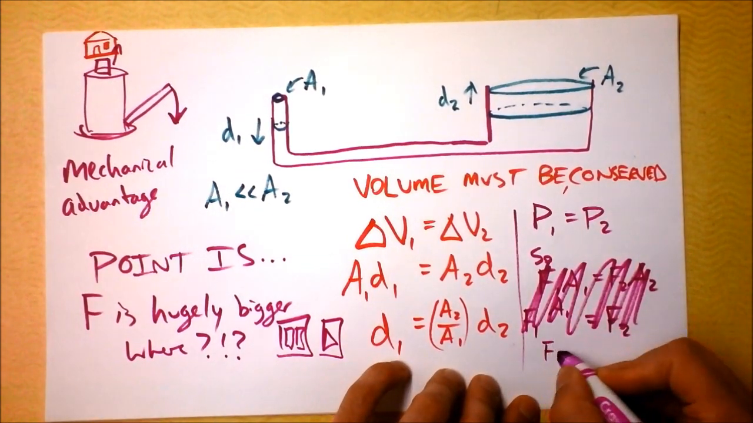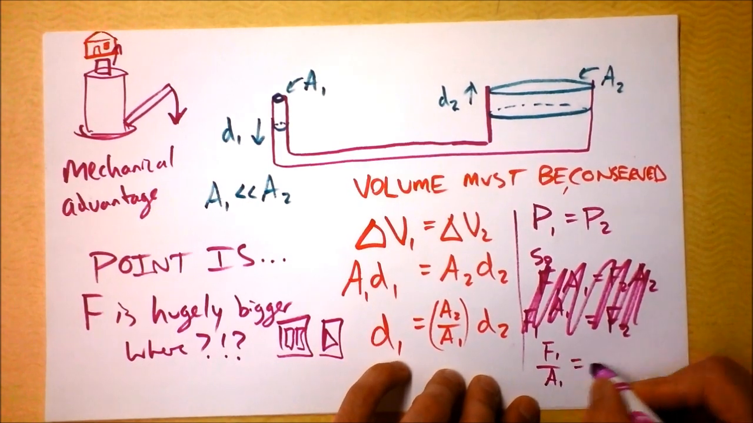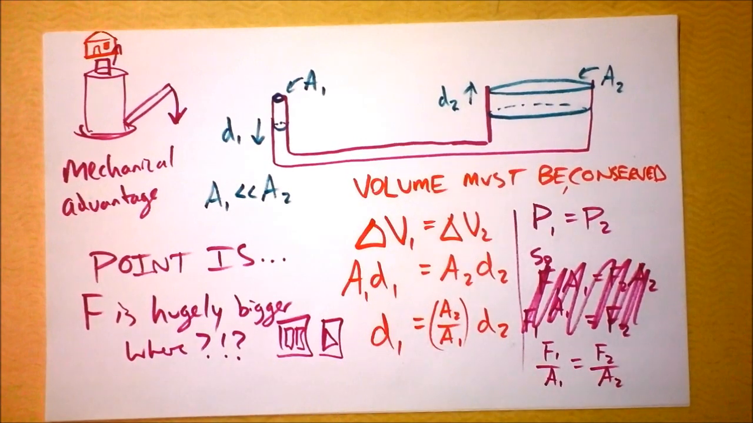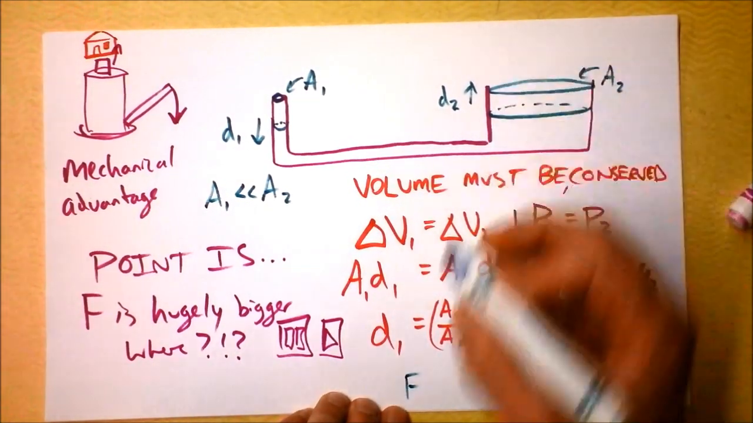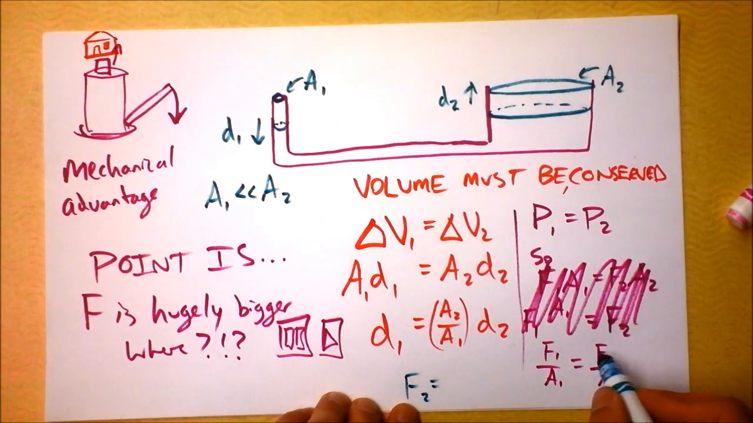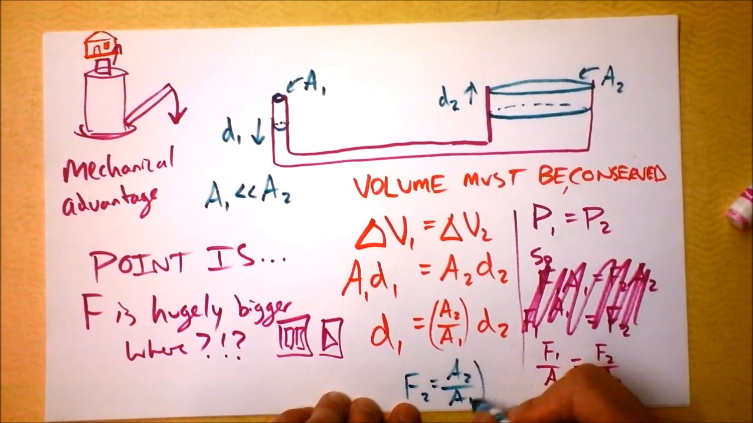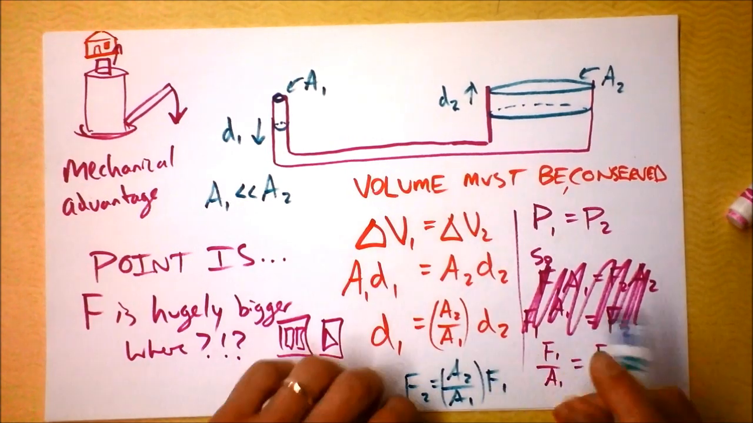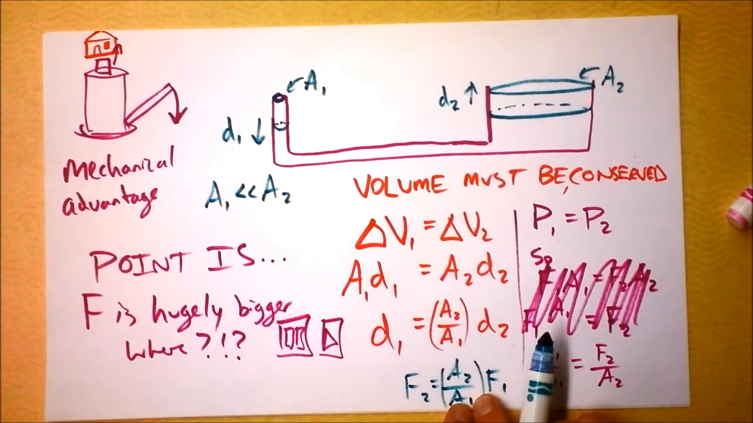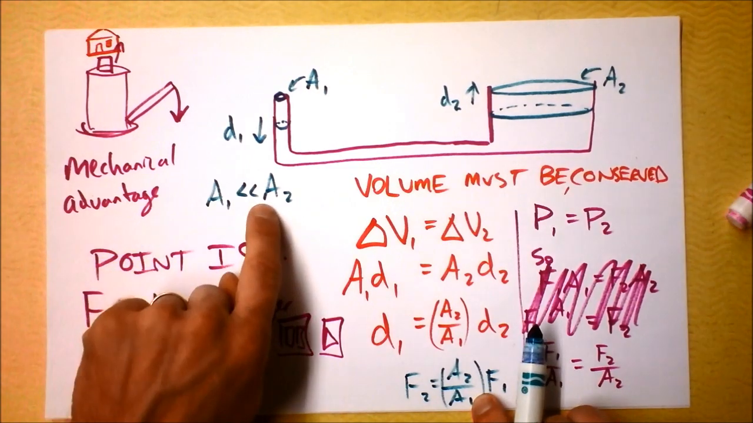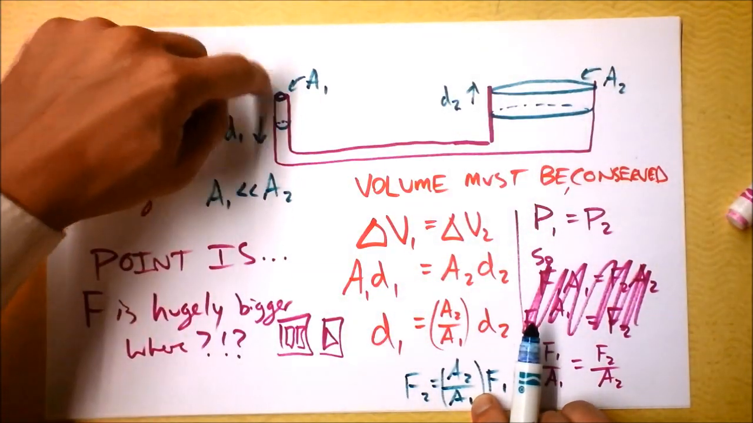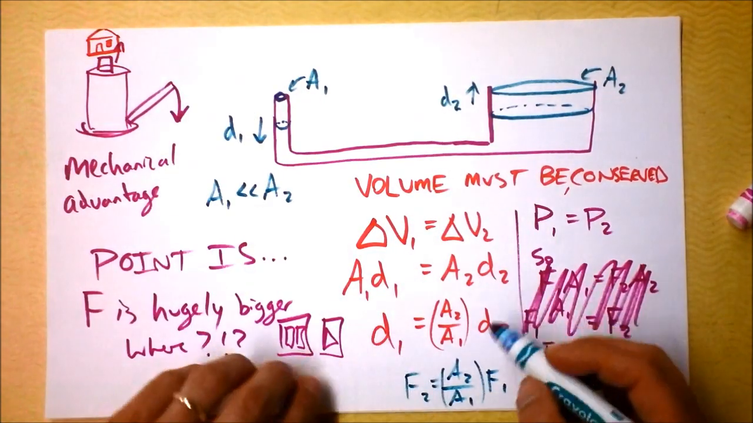Pressure is force divided by area. Force 1 divided by area 1 is force 2 divided by area 2. Now I want to properly solve this for the force on side 2, lifting up our car, and I find this to be A2 over A1 times the force on side 1. And A2 over A1 is, again, this enormous number, because area 2 is really big, area 1 is really small. Look, it's the same ratio as here.